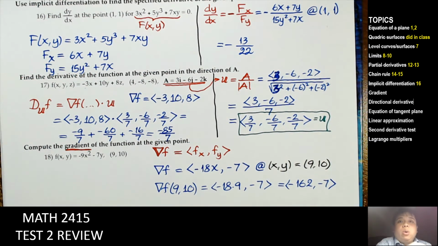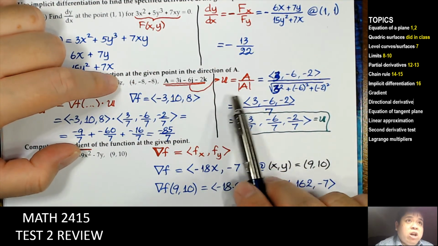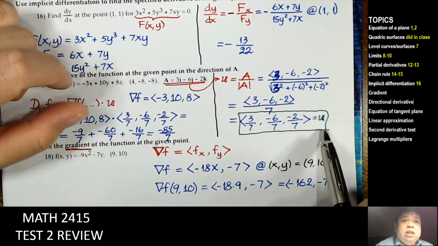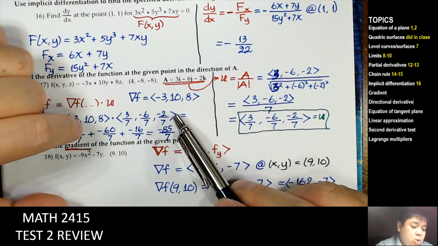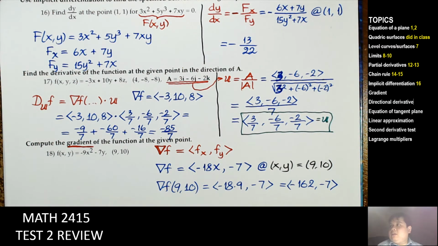Notice that the directional derivative is just a number. It has no direction because of the dot product. So we find the gradient at the point, and whatever the direction is, it has to be given in terms of a unit vector. So we just do the dot product, and that's what we have. The gradient is number 18. The directional derivative is number 17.